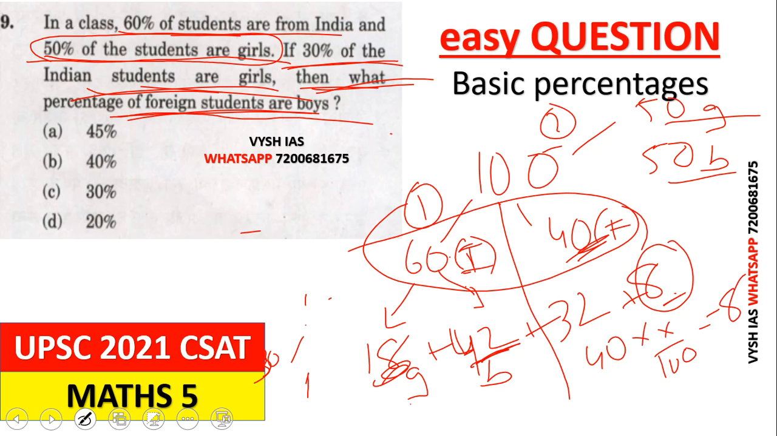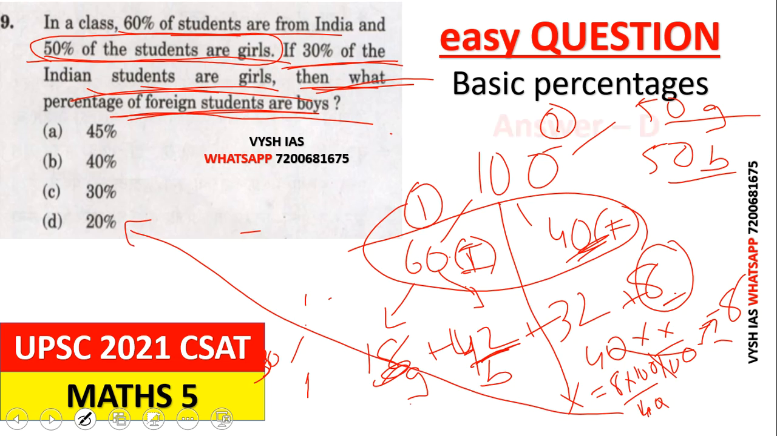Okay. So if you solve this, what will come? You take this 100 this side and take the 40 in the denominator. X is equal to 8 into 100 divided by 40. Okay. That is 80 by 4, which is equal to 20. Hope now it's clear. Answer is D, 20%.